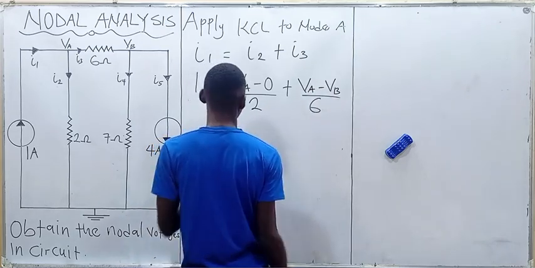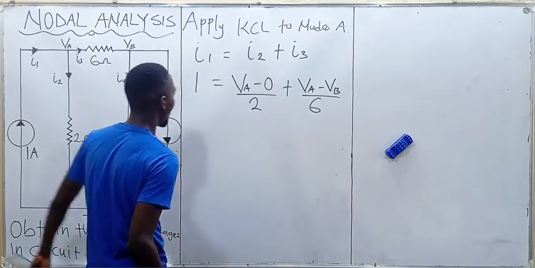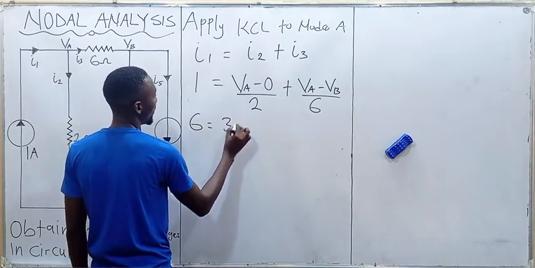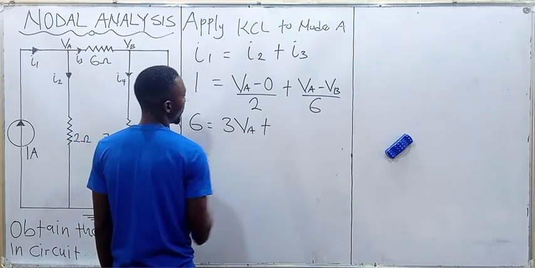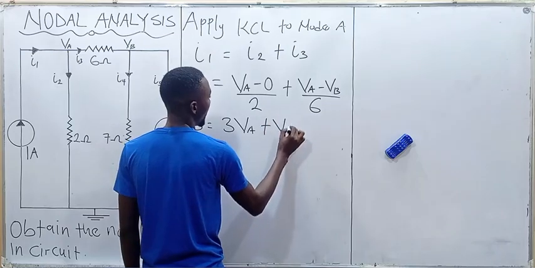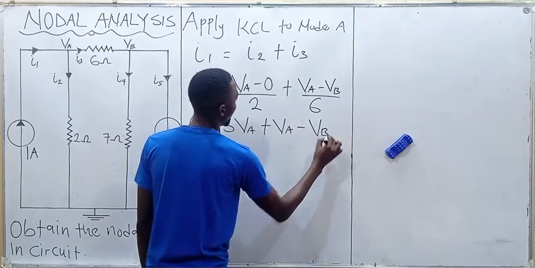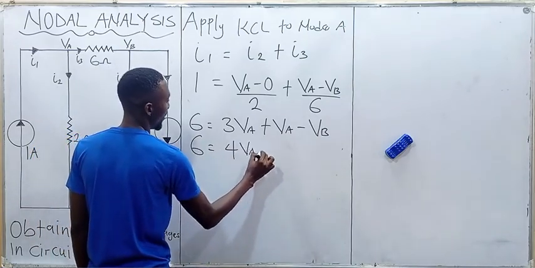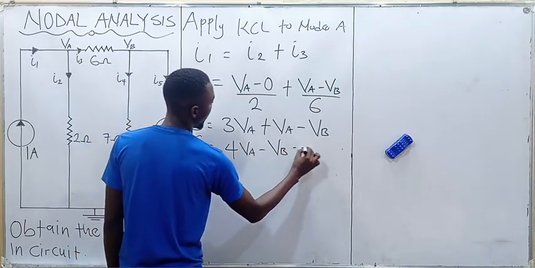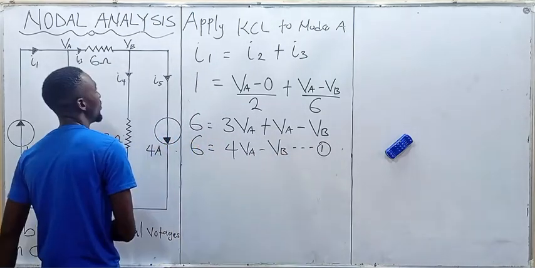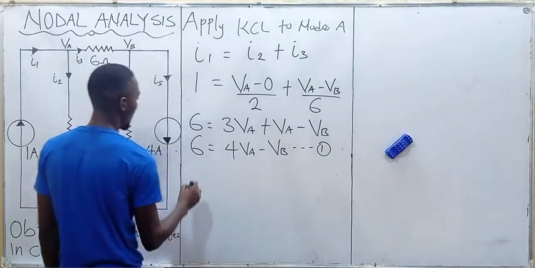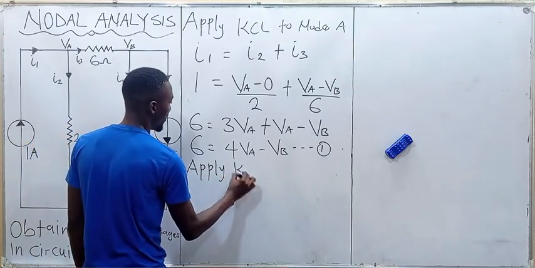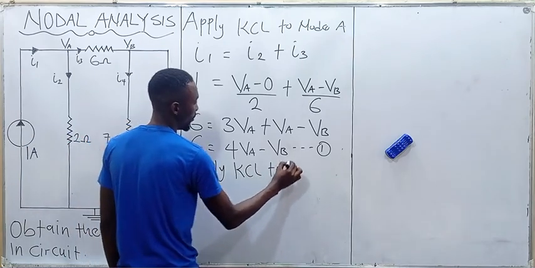If we multiply through by 6, we are going to have 6 equals 3VA plus VA minus VB. So we are going to say 6 is equal to 4VA minus VB, equation number 1. Again, we are going to apply KCL to node B.